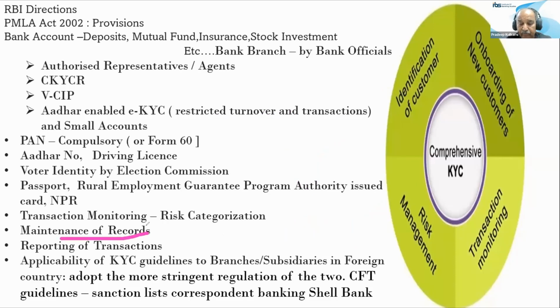Then maintenance of record. Which records? There are two sets of records. One is identity related documents and account opening form, and second is transaction related details. For transaction related details, the bank needs to maintain the record for a period of 5 years from the date of transaction, whereas the data relating to identity as well as account opening are required to be maintained for a period of 5 years from the date of closure of the account. Okay, these are the two important things with regard to maintenance of data. And this transaction monitoring goes along with the risk categorization.